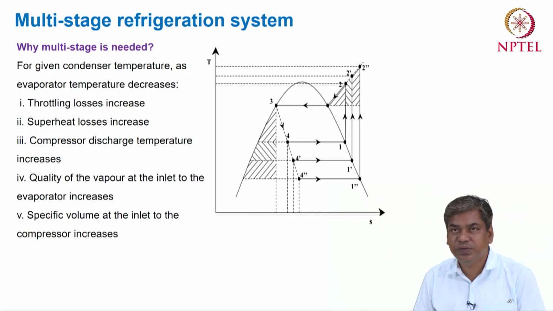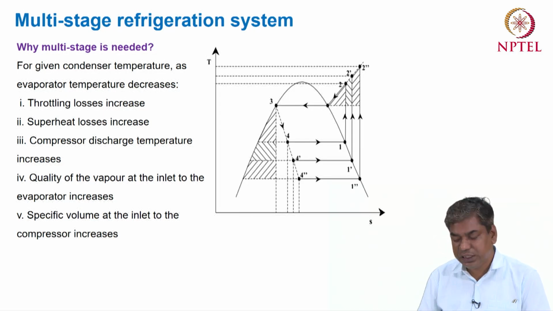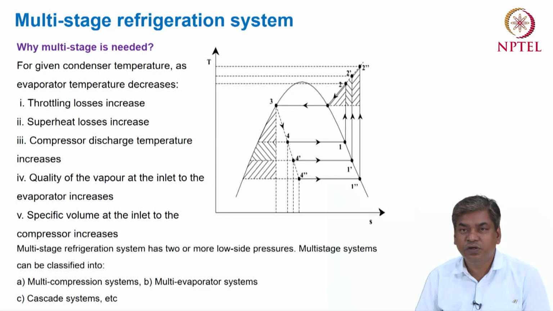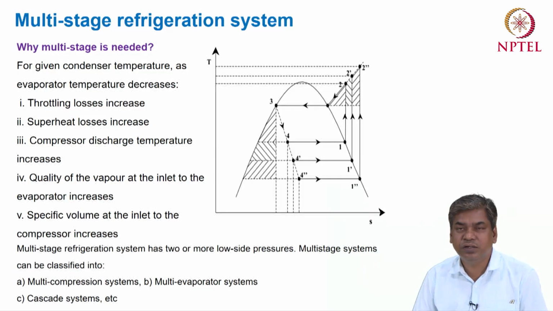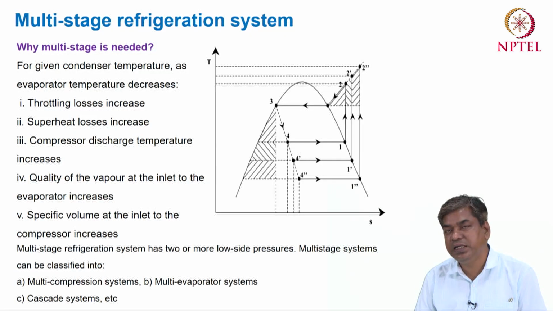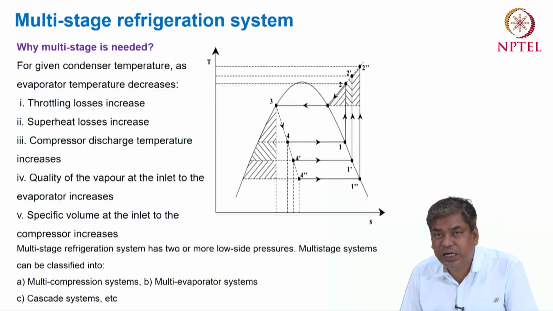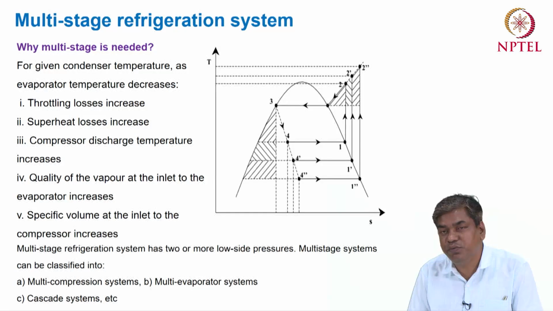So the initial modification, the first type of modification, we will see how we can reduce the compressor work and compressor discharge temperature. For this case we have to use the multi-stage compression system, and some other types of modifications will be related to the multi-evaporator system or the cascade system.